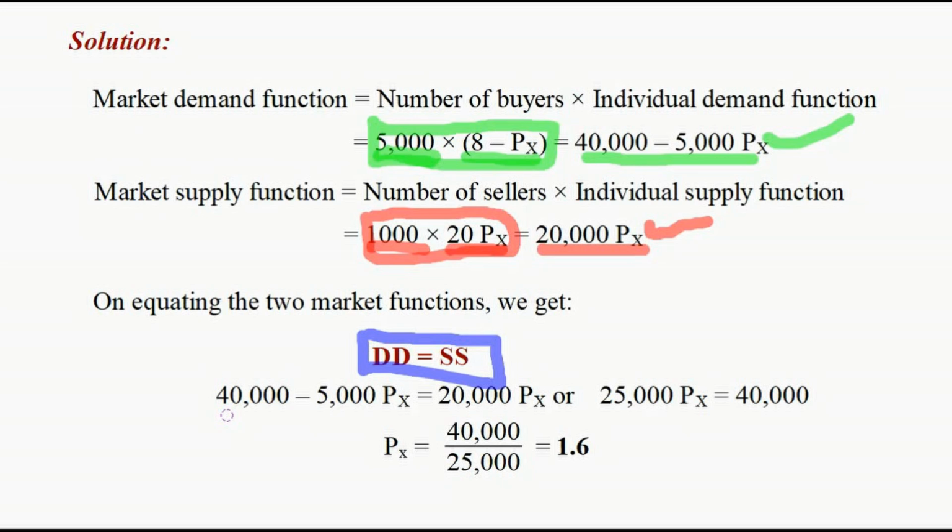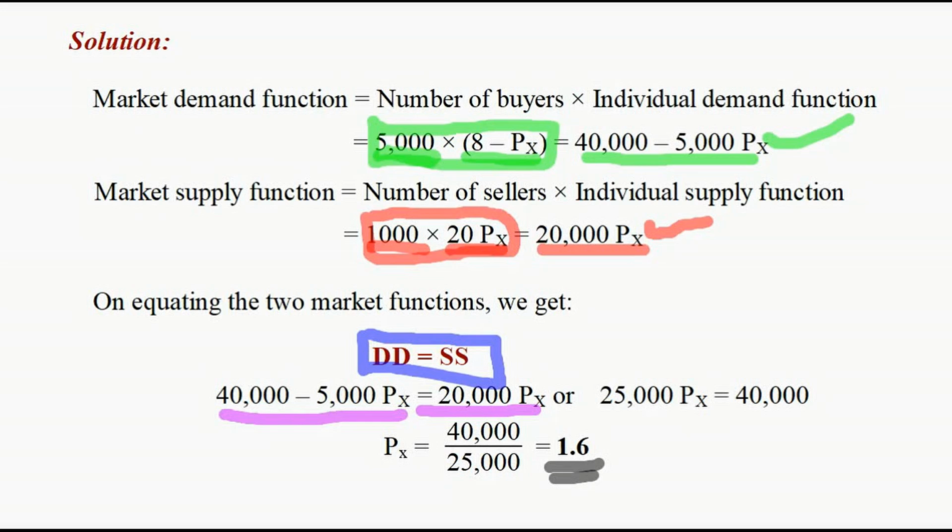Here we have the individual demand function 40,000 minus 5,000 Px equals the market supply function 20 Px. Now just put the price on the same side and find the value of P. That's going to be approximately 1.6. This is the equilibrium price, the market equilibrium price.